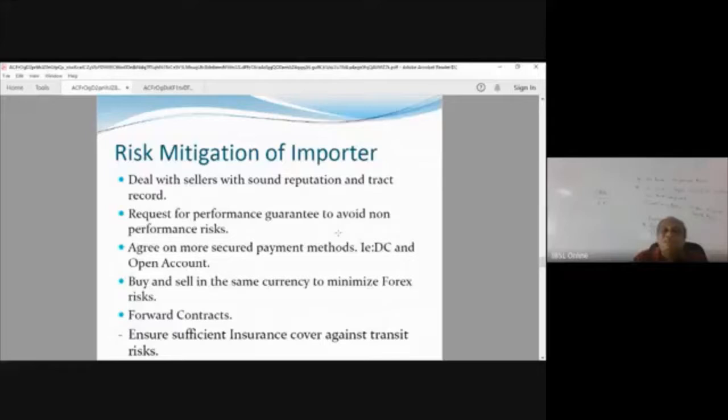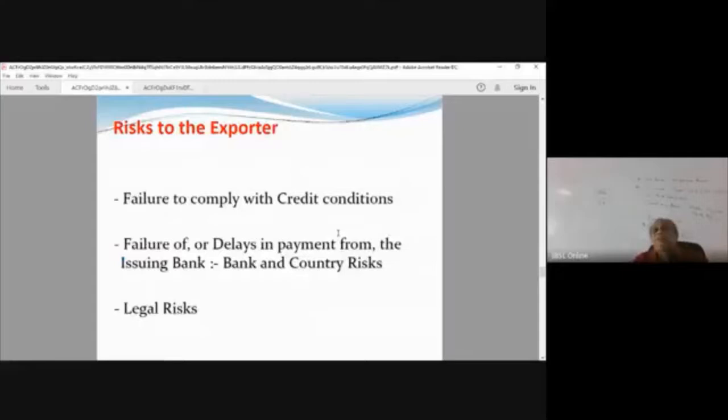Ensure sufficient insurance cover against transit risk. Risk to the exporter: failure to comply with the credit conditions, failure of or delays in payment from the issuing bank, bank and countries, and legal risk. Right?